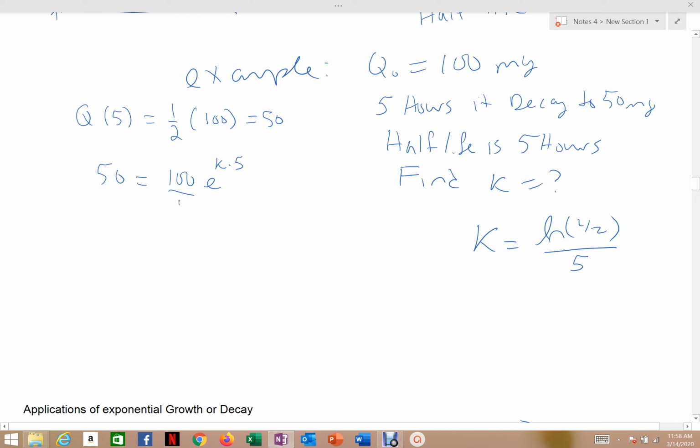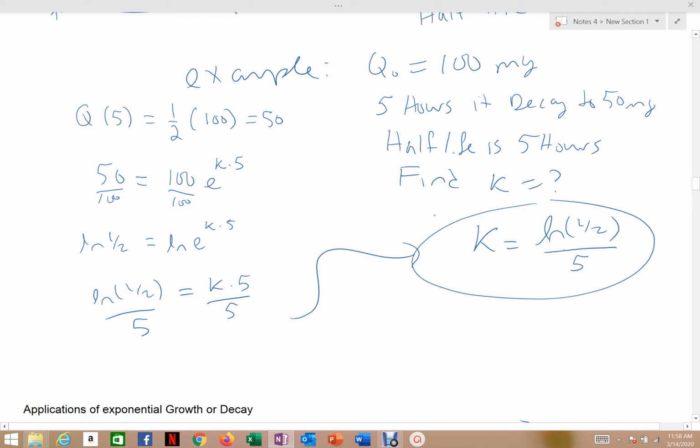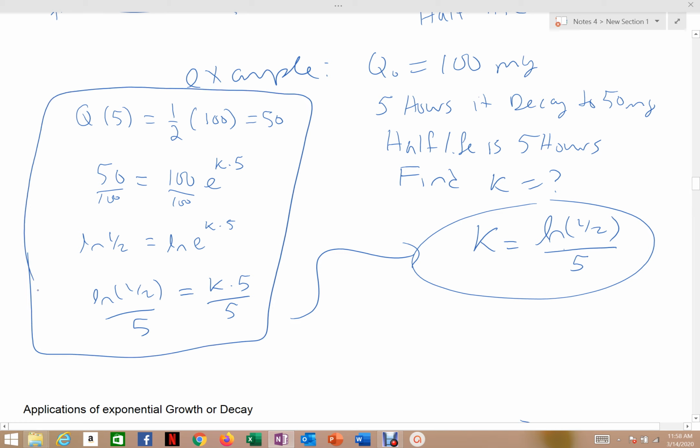And then when we solve that, we divide by 100, and that reduces down to a half, and it always will if they're giving you a half-life. e raised to the k times 5, and then we take the natural log. That's where the natural log of 1/2 comes from. So we'd have the natural log of 1/2 equals k times 5, and then we divide by 5. And then we get that expression. So if you don't memorize it, it's okay. You can always set up an equation and solve it that way. It's up to you. You want to memorize those equations, or you're going to remember the process, because this will work for any case.